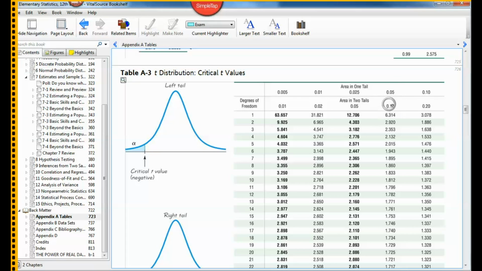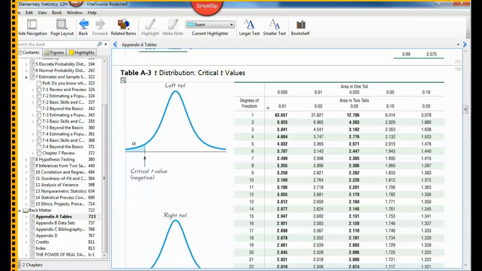If we just take the 0.1, the area in the two tails, we're still here. So this is the column that we'll use. Again, that's because our alpha was equal to 0.1, which is the area in two tails. By finding t sub alpha over 2, on this problem that became t sub 0.1 divided by 2, or t sub 0.05. So that's why we're using this column.